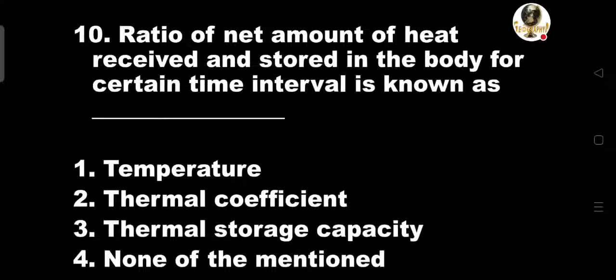It is very important. I explain this question because for every question I explain why the answer is option A, B, C, or D, whichever one. Question number 10: the thermal quantity denoted in centigrade is the ratio of the net amount of heat received and stored in the body. So definitely the answer is thermal storage capacity.